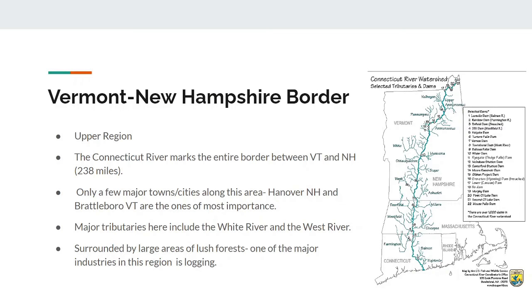So let's first talk about the Connecticut River along the Vermont-New Hampshire border. I identified this region as the upper region of the Connecticut River, and it marks the entire border between Vermont and New Hampshire, a total of 238 miles. There are only a few major towns/cities along this area. Hanover, New Hampshire, home of Dartmouth College, and Brattleboro, Vermont are the ones of most importance. This section of river contains major tributaries such as the White River and the West River, and is surrounded by large areas of lush forests.